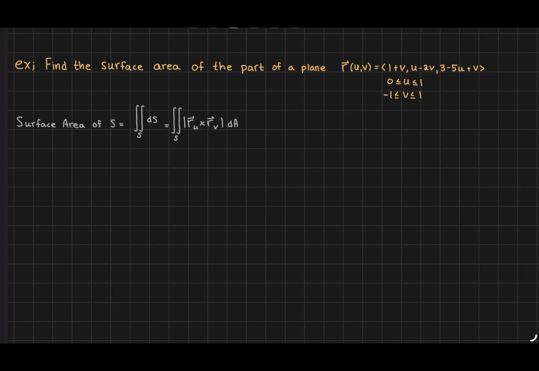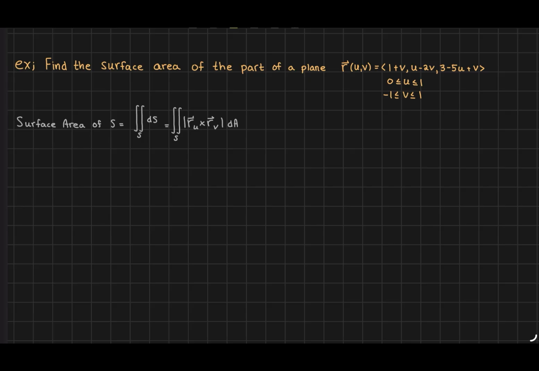First example for our scalar surface integrals: find the surface area of the part of a plane r of uv equal to the vector 1 plus v, u minus 2v, 3 minus 5u plus v. The bounds on u look to be 0 and 1, and v is going to be from -1 to 1.